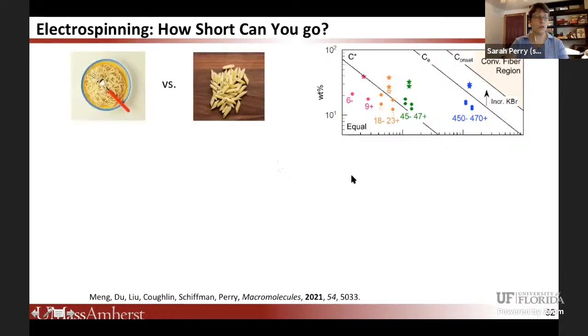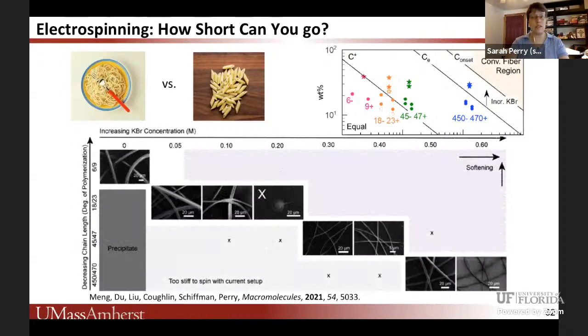And it really is this question of long spaghetti versus rice or penne. And what was super exciting is that instead of having to have physical entanglements, the associative electrostatic interactions that drive coacervation are actually sufficient to allow us to form continuous fibers, even with these really short oligomers. And so this allows us to decouple processing requirements, in this case for electrospinning, from other design criteria that we might have that would be length dependent. So maybe you need your fibers to dissolve after a while, or other parameters.